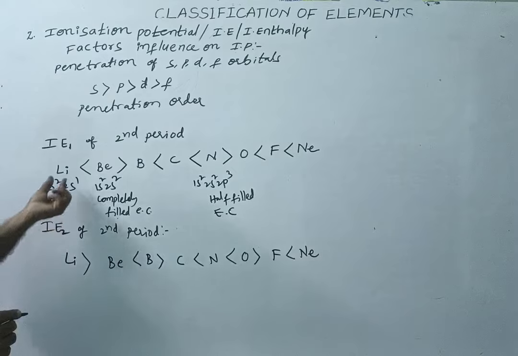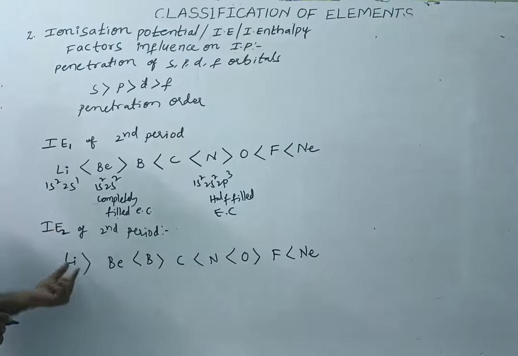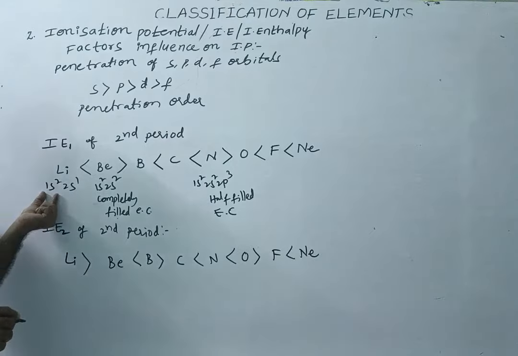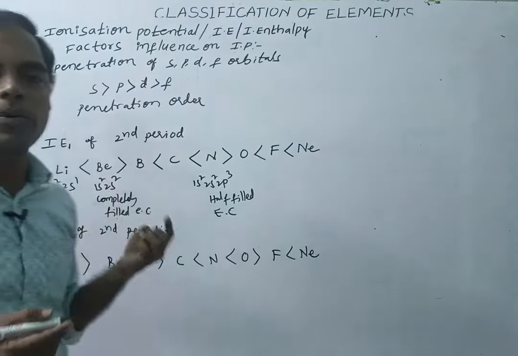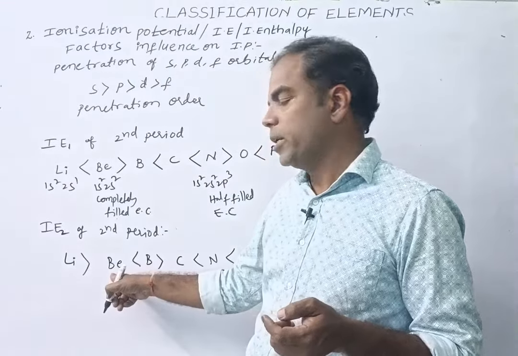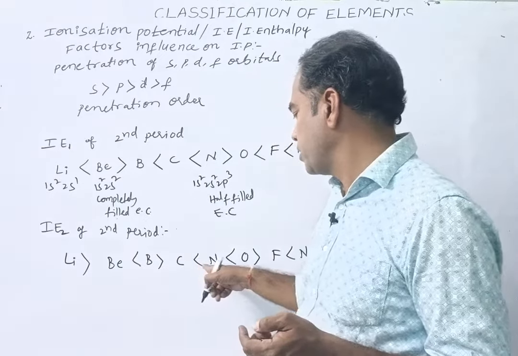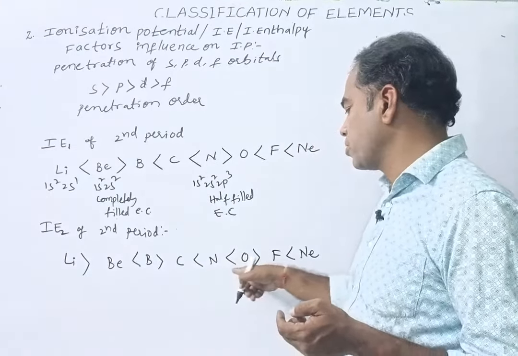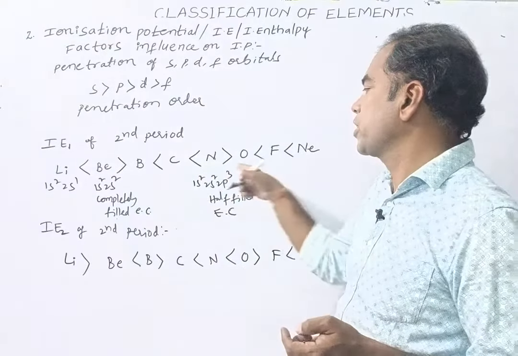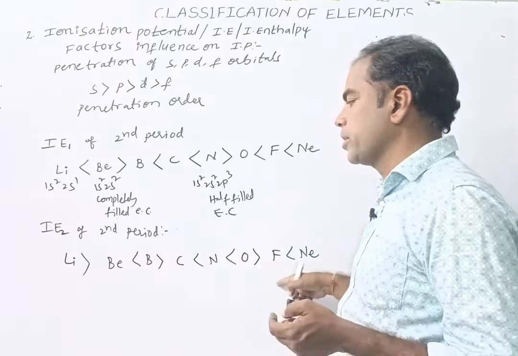That means we should remove one electron. One electron means only from 1s2. To remove one electron from the paired electrons requires more amount of energy. That's why for second ionization energy, lithium is greater, next beryllium, here boron greater, carbon, nitrogen, here oxygen has more second ionization energy. This is the first ionization energy order. This is the second ionization energy order.